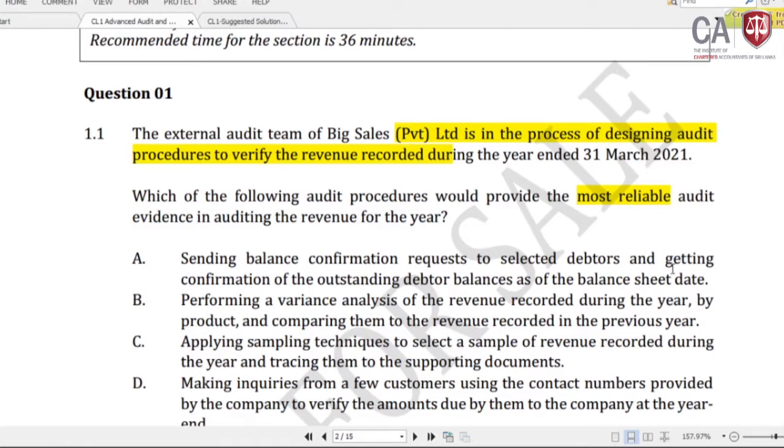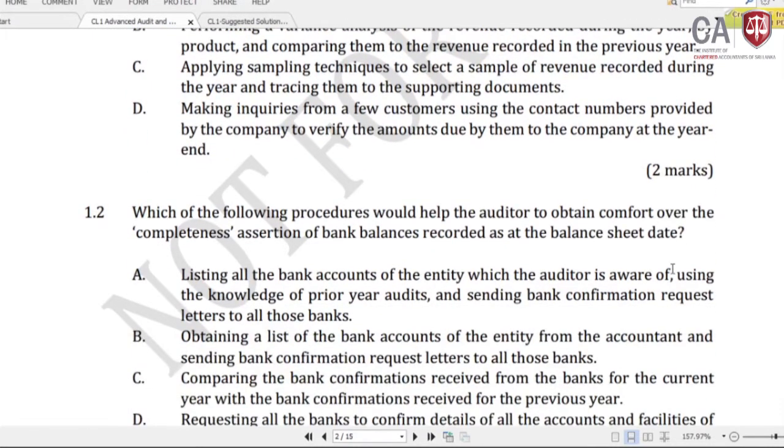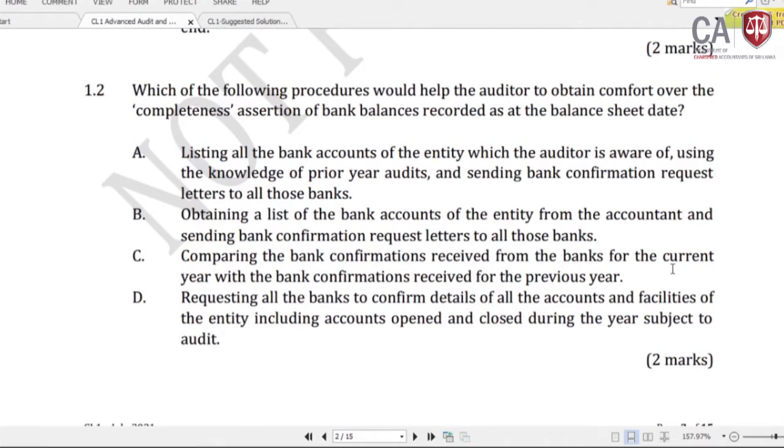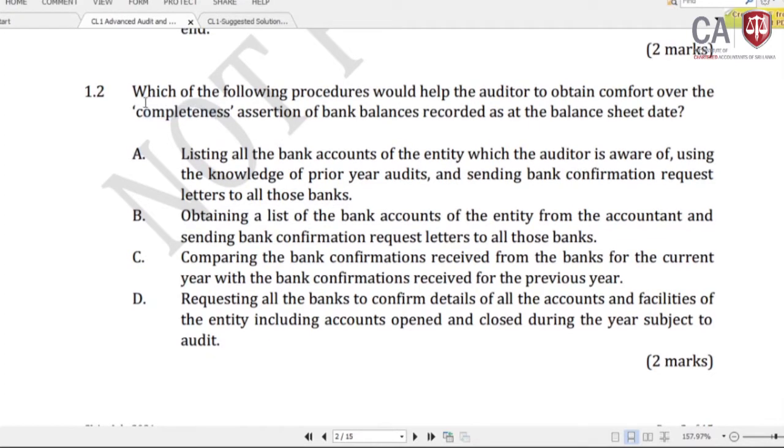Right, so we'll go to the next question from the chapter Auditing Revenue, chapter number 10, part 1.2. In the second question: which of the following procedures would help the auditor to obtain comfort over the completeness assertion of bank balances recorded in the balance sheet date? So you are auditing the completeness of bank balances, and you are in the process of verifying that.